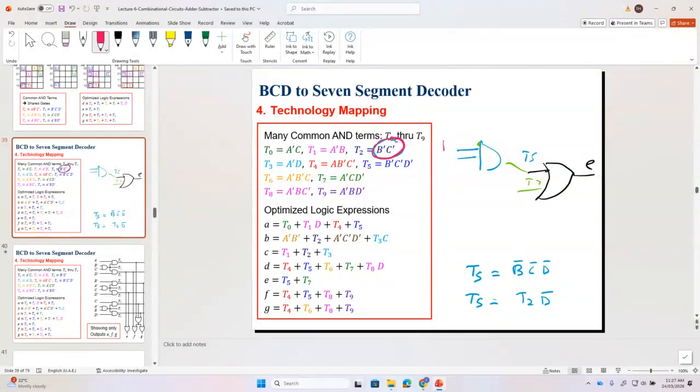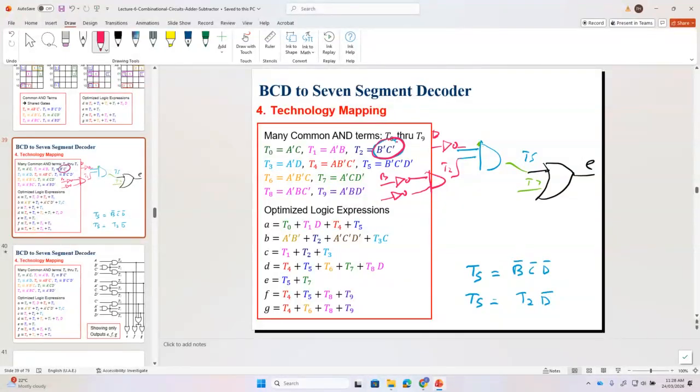So now we have a D bar here. And then we have B bar C bar, which is T2. Now we have T2, and this is actually B bar and then C bar. Any question?